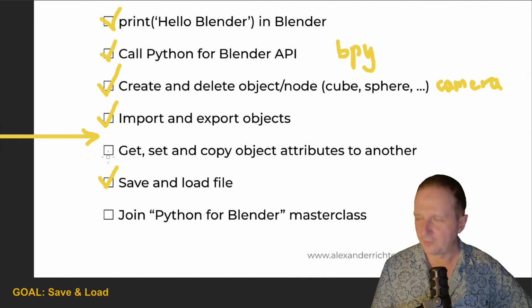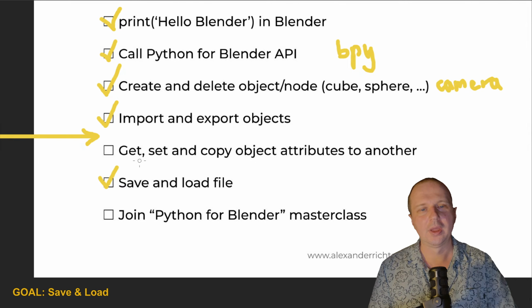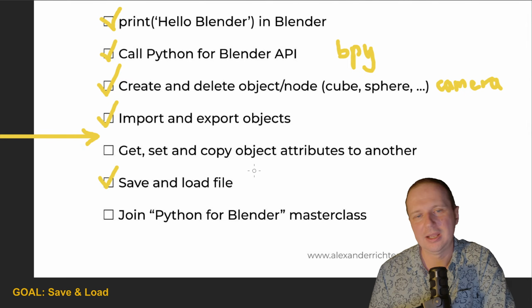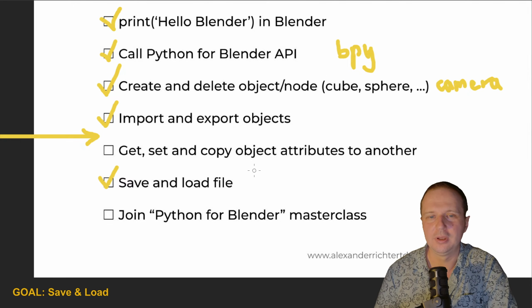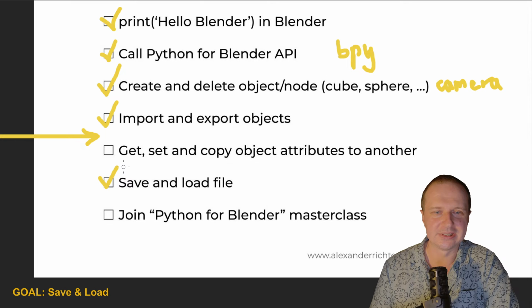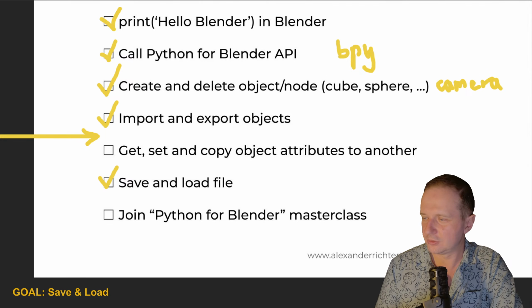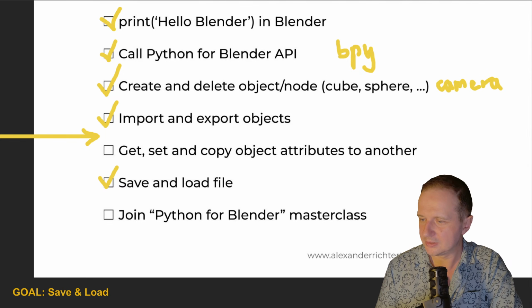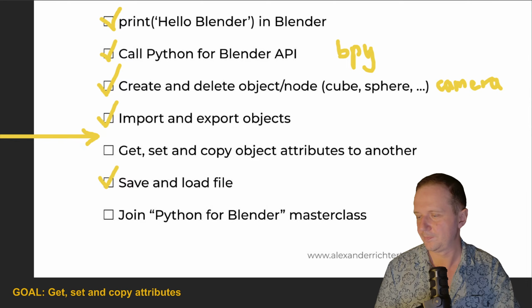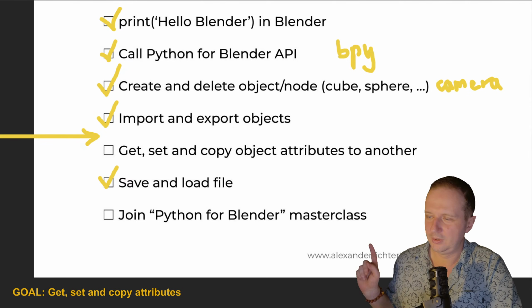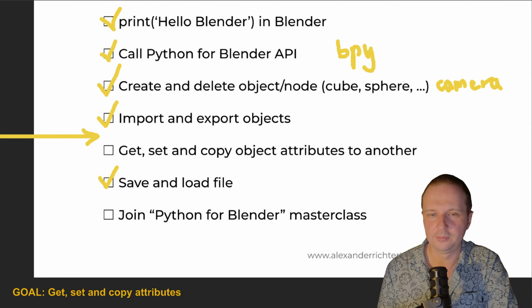Okay, final thing for today: get, set, and if we do get and set, we can also copy object attributes to one another. This is the final thing for today. Let's dive into that one. Let's get, set, and copy attributes. Boom. Updated goal.